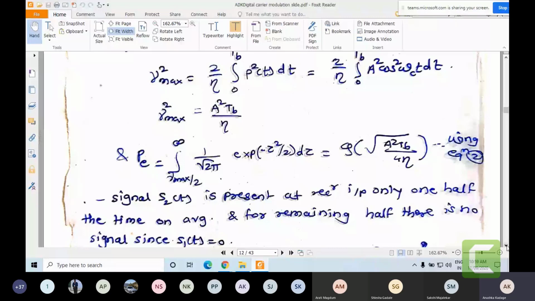So here understanding of the concept along with the mathematical derivations is very important.